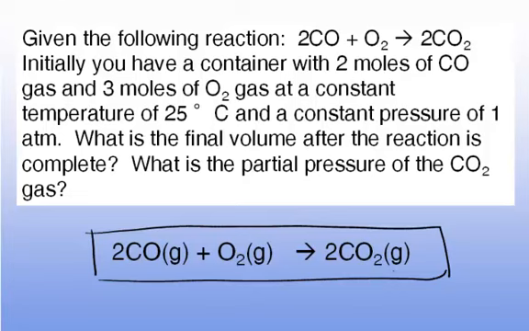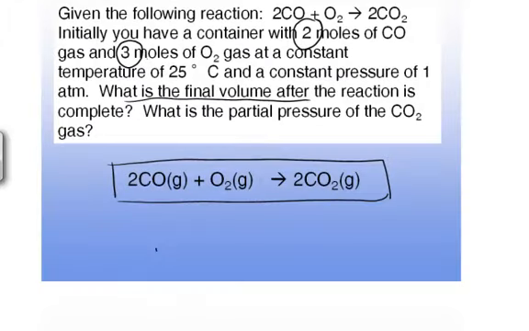Further, we read the reaction, 2 moles of carbon monoxide will react with 1 mole of oxygen to yield 2 moles of carbon dioxide. That's the reaction stoichiometry, or the mole-mole relationships across this chemical change. In this particular example, we are told that we have a container that contains 2 moles of carbon monoxide and 3 moles of oxygen, at a constant temperature and a constant pressure.